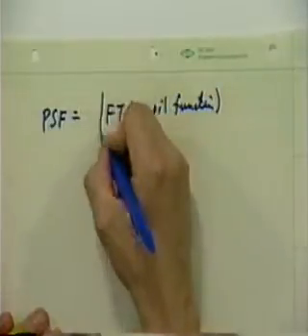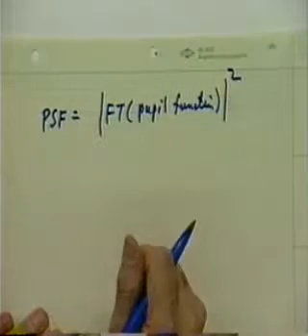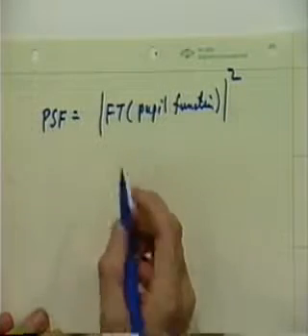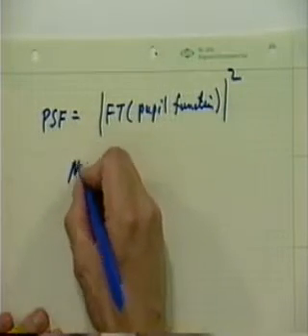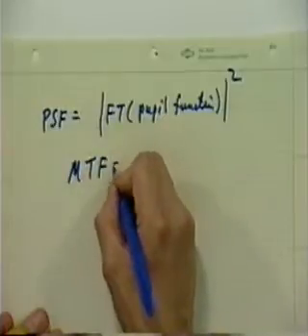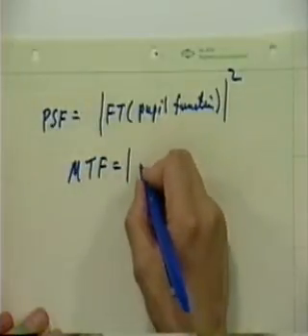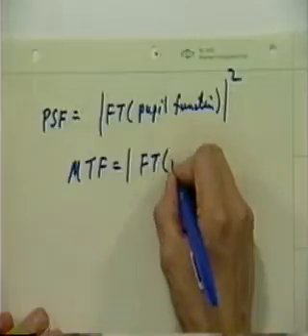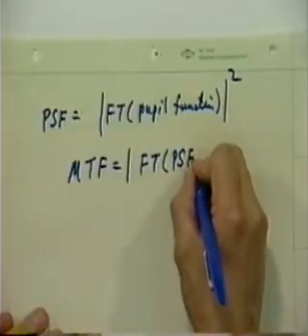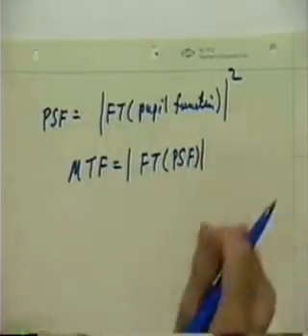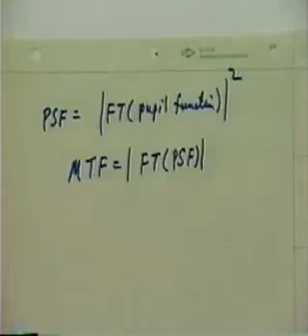Okay, well, we better square that. Square the Fourier transform of the pupil function. And then the MTF is simply equal to the magnitude of the Fourier transform of the point spread function. Okay. And so you just do a couple of Fourier transforms and you calculate the MTF.